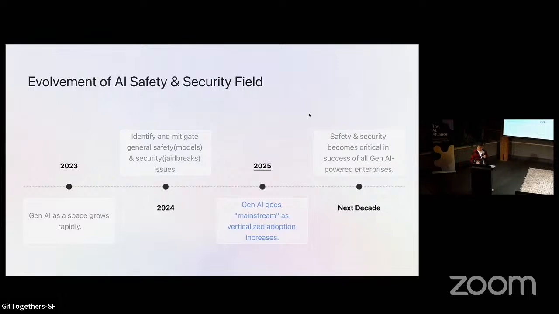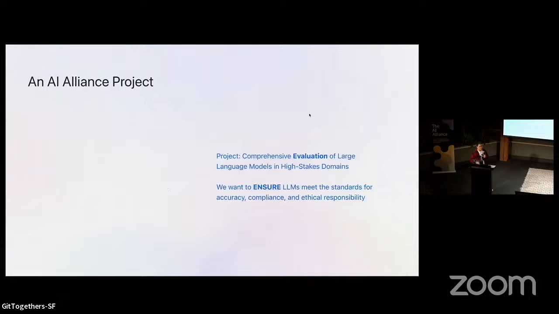Because of this, we work with AI Alliance and IBM to propose a project called Comprehensive Evaluation of Large Language Models in the high-stake domains. Basically, we have one objective or goal: we want to ensure that LLMs meet the standards for accuracy, compliance, and ethical responsibilities.